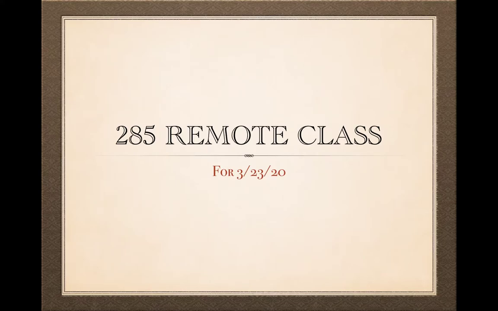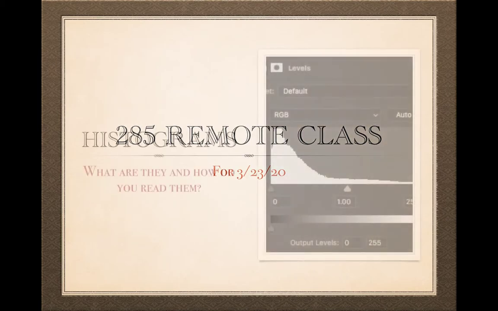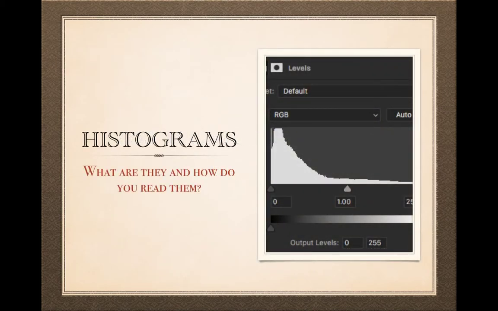So anyway, for today's class, we're going to talk about two things that are sort of related. One of them is histograms, and the other one is working in black and white. Now, when it comes to histograms, you have them in a number of different places. You'll find them in Photoshop. You'll actually see a version of them on the back of your camera for the most part as well.